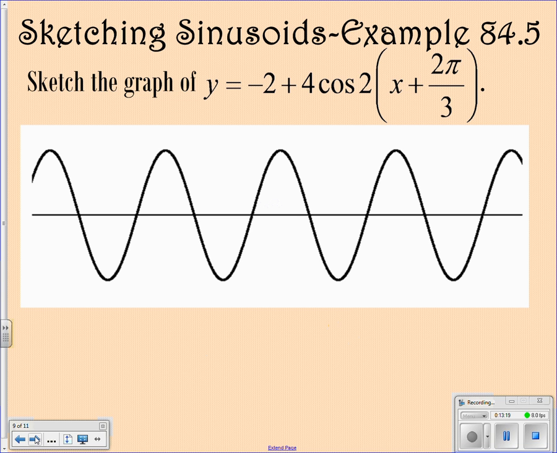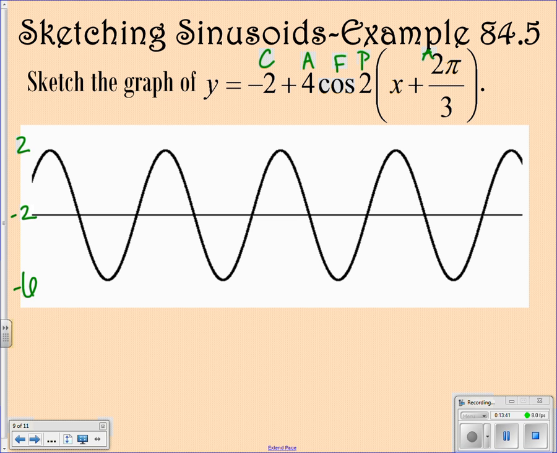Okay, so now let's look at this one. We want to sketch the graph, and this is a cosine. We start by saying Calc, because that's the person that helps us with these, Calc. So our center line is -2, and then we go up 4 to 2 and down 4 to -6.